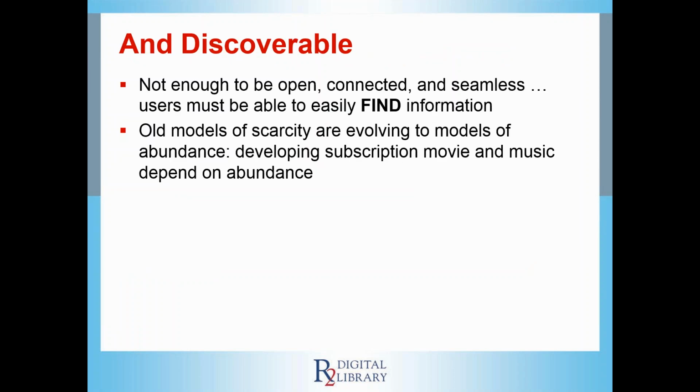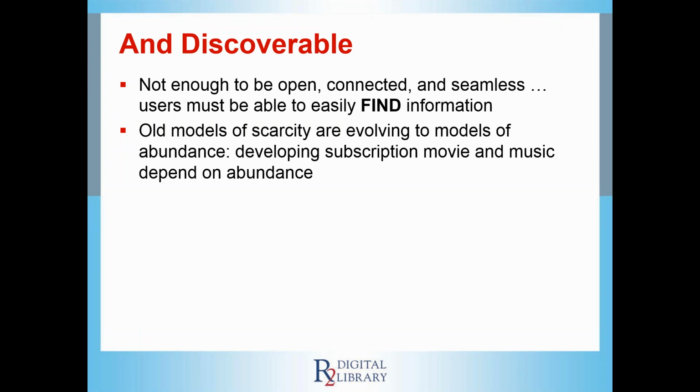So what I'd like to suggest for the purposes of our discussion today is to augment Dr. Thomas's open, seamless, and connected environment and add Discoverable. I think it is not enough to be open, connected, and seamless. Users must be able to easily find information. The old models of scarcity that were very prevalent in publishing and other industries too are evolving to models of abundance. Previously we had those textbooks, those journal articles locked behind the library doors on the shelves, limited by simply their physical presence, and that was a model of scarcity.